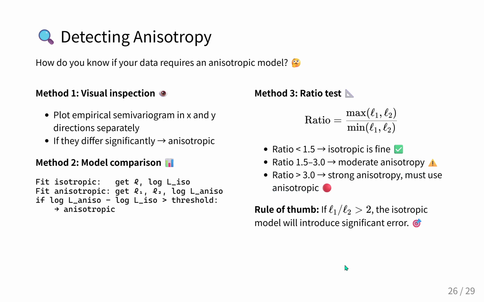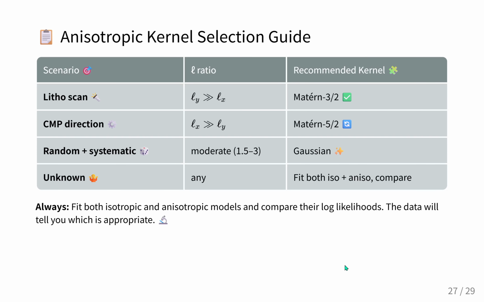They also provide guidance on matching the mathematical tool to the physical reality. If your dominant manufacturing issue is the lithography scan, where the axis stretches much longer, they recommend using the Matern 3/2 kernel. And if the dominant issue is the CMP polishing, where the x-axis variability dominates due to pattern density, they recommend the Matern 5/2 kernel.